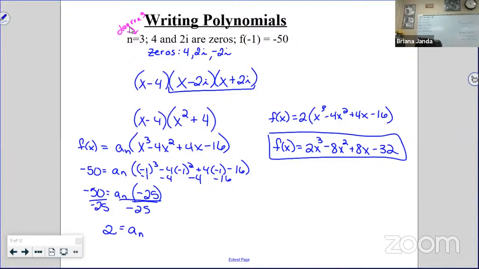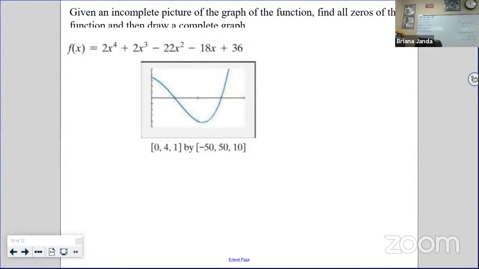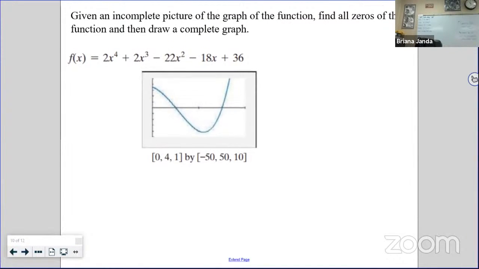The last part that we have today is no different as far as once we start our process than what we've seen before. It actually is a little bit less work, but we have to recognize how to make it less work when we get there. And that is when we are given something like this. It says an incomplete picture of the graph of this function is shown here. And it's the function 2x to the 4th.